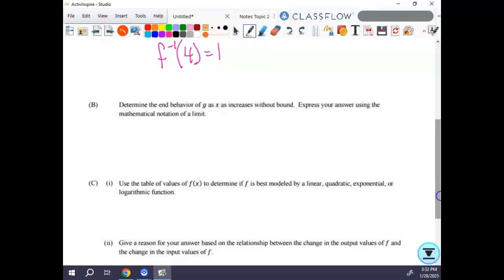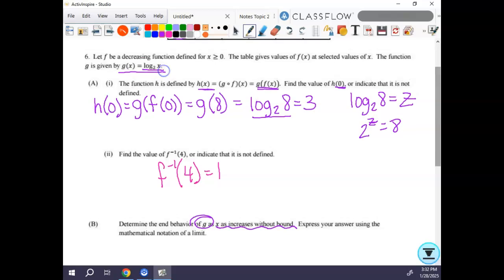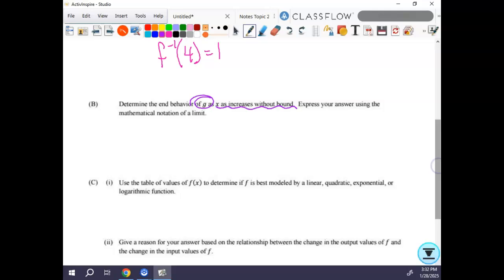Good. All right, determine the end behavior of g. So we want to make sure we're looking at the right thing: as x increases without bound. So I go back up here and I look at g. g is just a basic log, so my picture looks like this. Apparently I did the same thing on the key to this one, and I didn't mark it out. It only says increases without bound. So this is the limit as x approaches infinity of g of x. And that equals, well, as x increases without bound, y also increases without bound, and we're going to infinity.